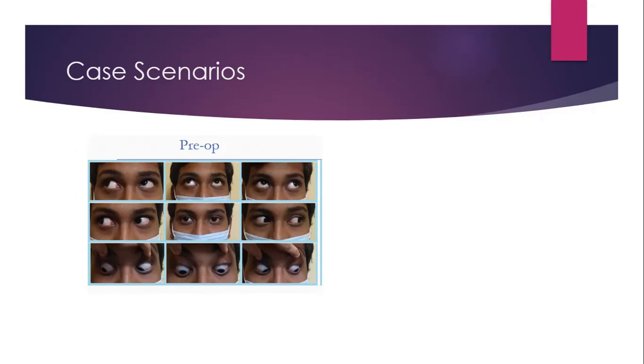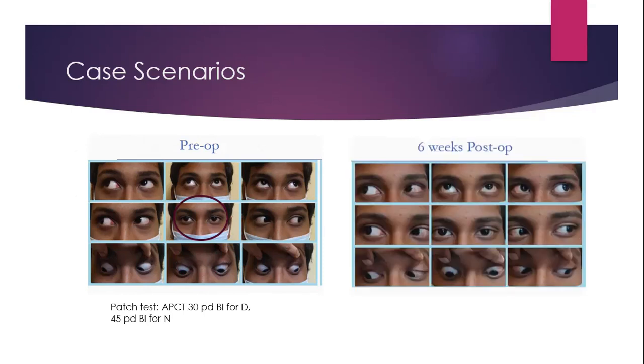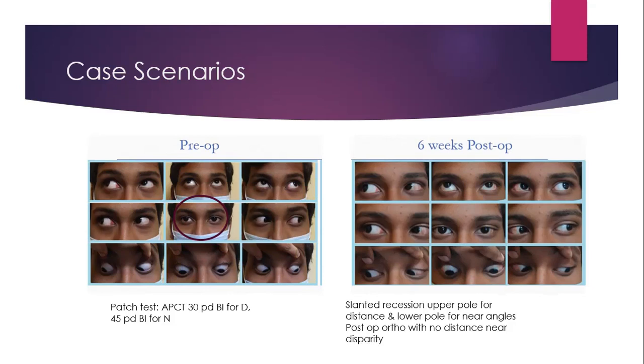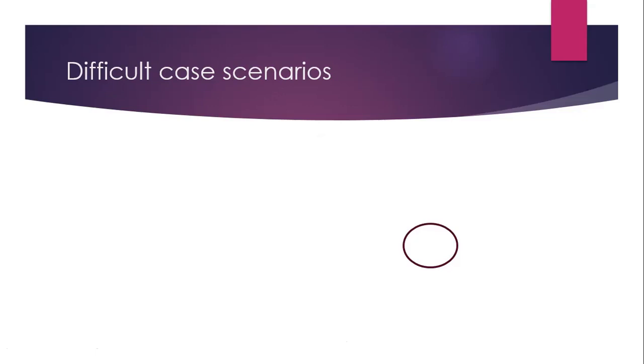So this was a 14-year-old child who presented to us with exotropia for near and distance, where near deviation was 45 prism diopters and distant deviation was 30 prism diopters. So what type of exotropia do you think this is, when near deviation is more? Okay. So in this case, we did a slanted recession where the upper pole recession was correcting the distance deviation and the lower pole for near angles. And post-op, we saw the patient was ortho for near and distance with no distance-near disparity.